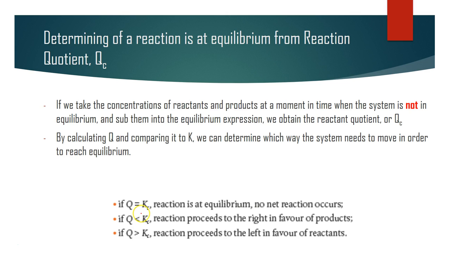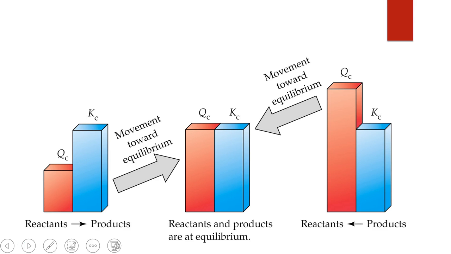So if Q is greater than Kc, then the reaction is going to proceed in favor of the reactants because we need to make it smaller. If Q is less than Kc, then it'll move in the direction of the products to make Q bigger. And if they're equal, then the system must be at equilibrium. And we can see this graphically by this diagram here.